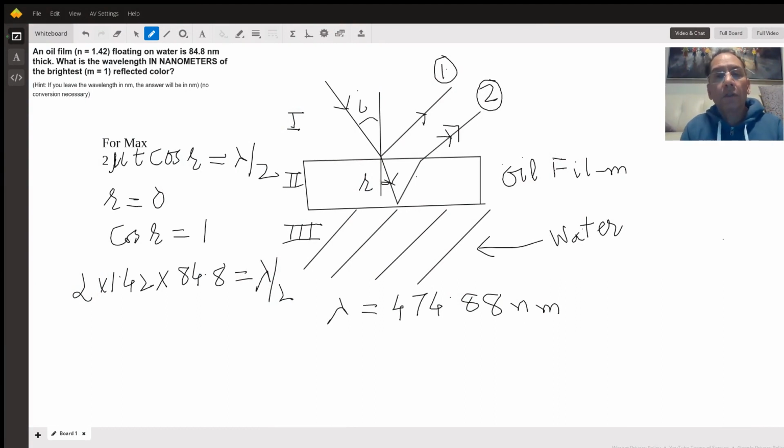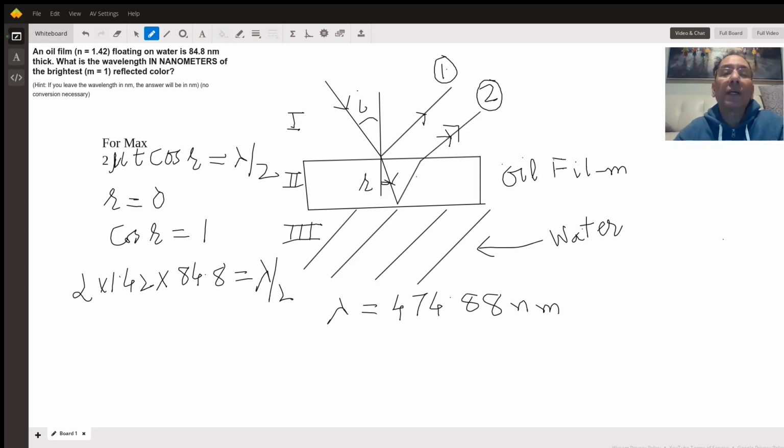This is a question on interference in thin films. An oil film, refractive index 1.42, floating on water is 84.8 nanometers thick. What is the wavelength in nanometers of the brightest m equal to 1 reflected color? Here, the answer has to be in nanometers.